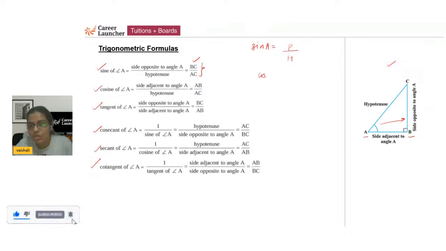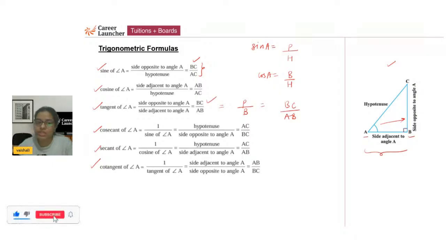And cos of A is base upon hypotenuse. My base is AB in this given triangle, and my hypotenuse is the same. Then tan is perpendicular upon base. So you put in both the values, which is BC upon AB, and this is the corresponding ratio.